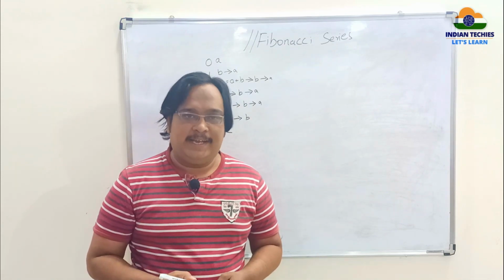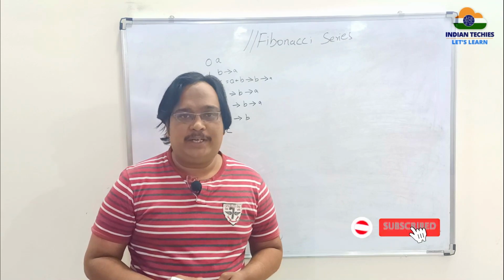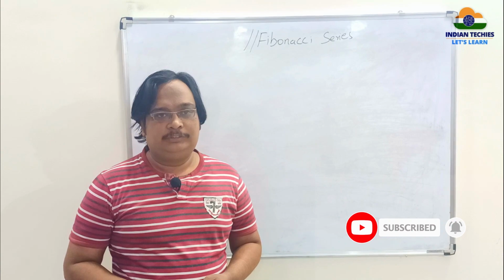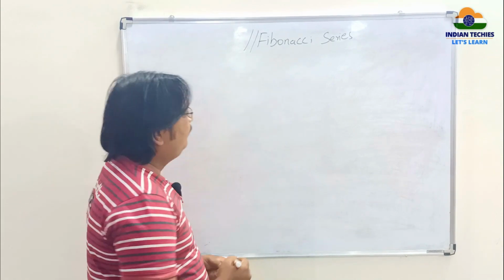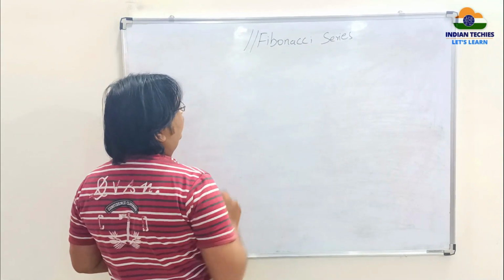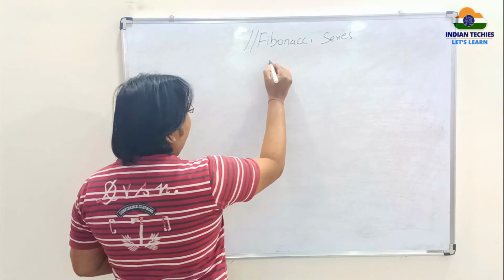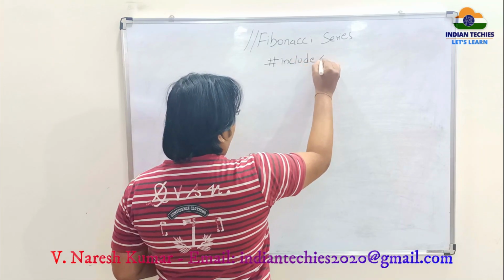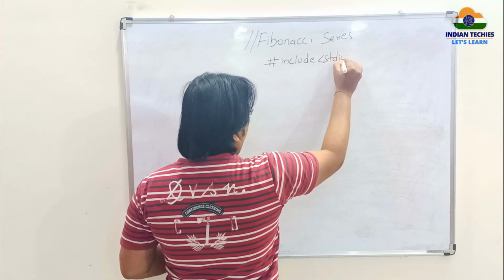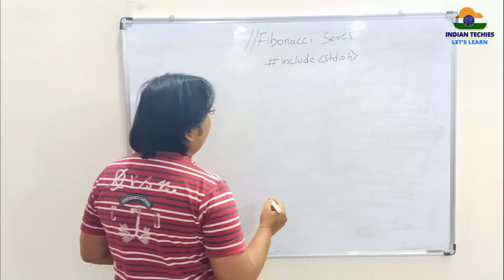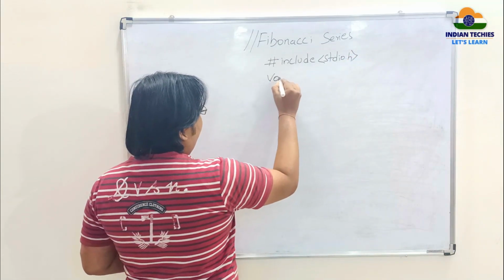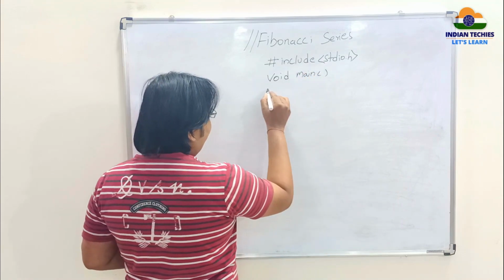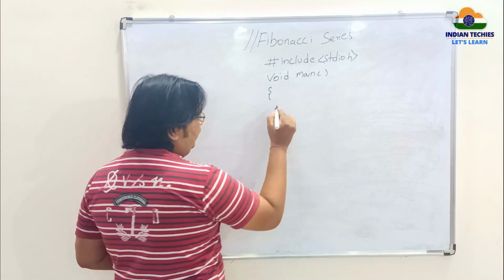Now we will see an example program to print the Fibonacci series. Let's write the program. As usual, I have written a comment line: Fibonacci series. Next, hash include stdio.h, the standard library file. Next, void main. Now, first of all, int.